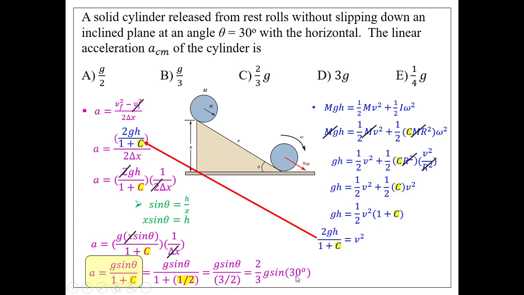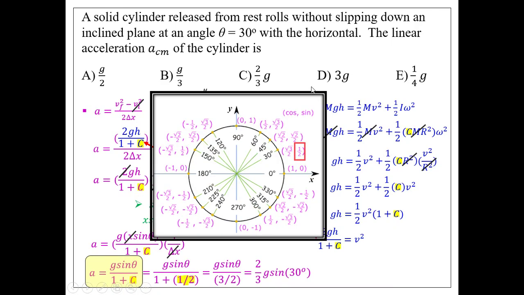G sine, well, the angle here is 30 because it said so in the problem. And then if you know your unit circle, great. If not, use a calculator. Sine of 30 here, this is 30 degrees. Sine is equivalent to your y coordinate, so sine of 30 is just a half.